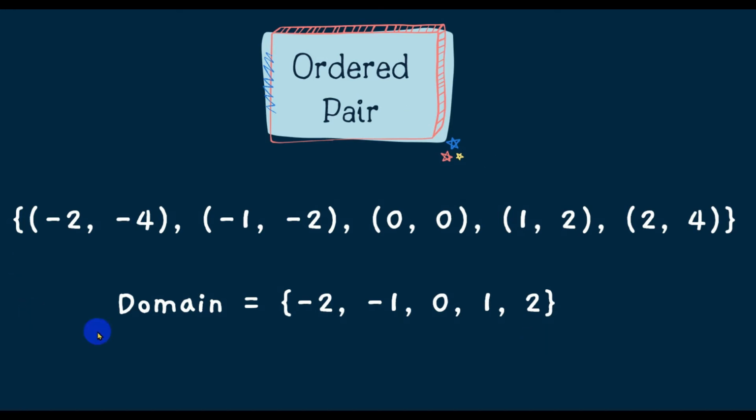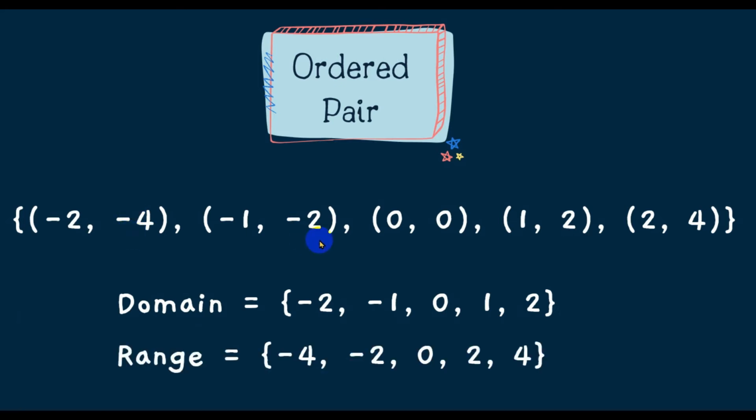Again, we call this as domain. Then for the range, ito naman po yung set of y values, the ordinate. So we have -4, -2, 0, 2, and 4. So again, this is an example of a relation. We listed here the domain and the range from the given relation.